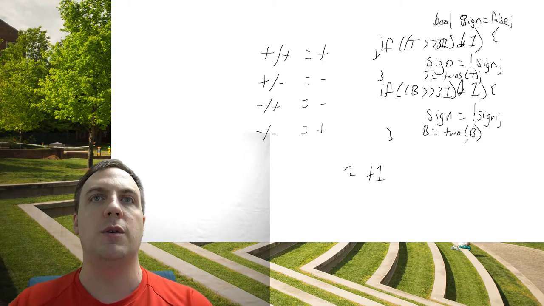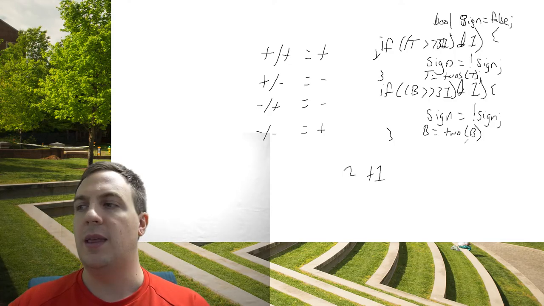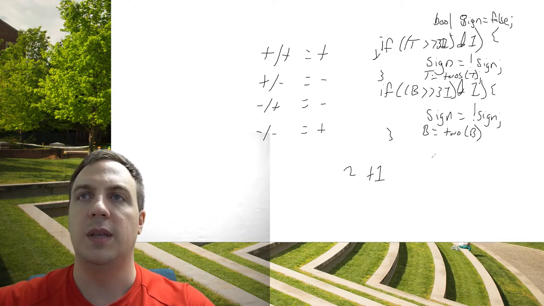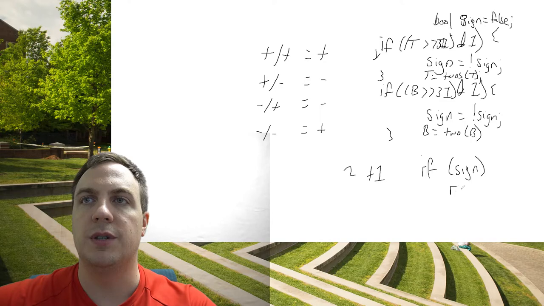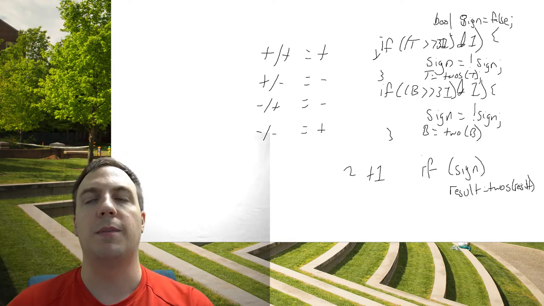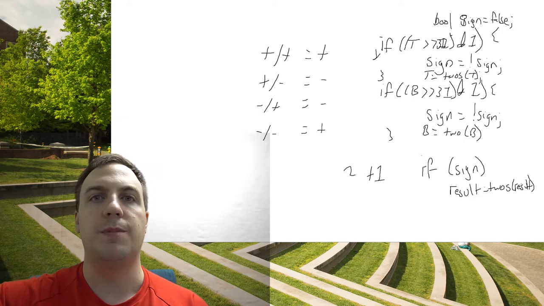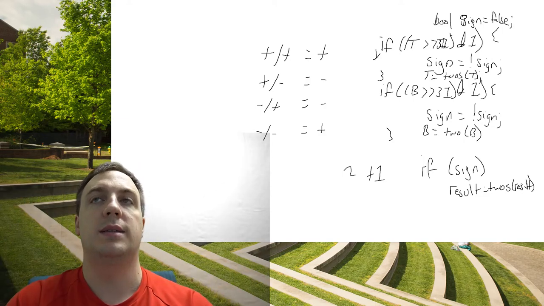Okay, then we do that while loop that I showed you, and at the very end we say, if sign, so if it's true, then we take the result or product, whatever you wanna call it, and we flip it to a negative number. And so that is how you're going to perform multiplication in C++.